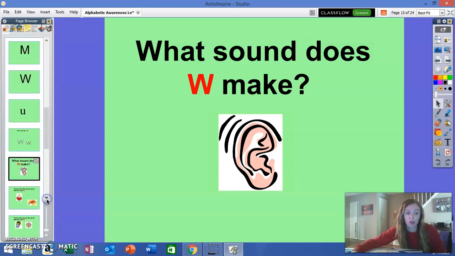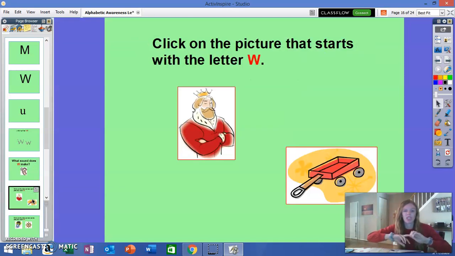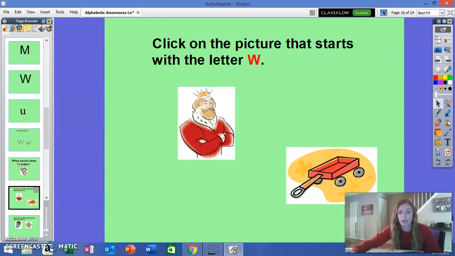So now we're going to do an activity where you are going to look at your screen and there are going to be two pictures. One is going to be a picture of something that starts with w, and the other doesn't start with w. So I want you to point to the one that starts with w. So we have a king and a wagon. Which one starts with w? Go ahead and point. Awesome job. Wagon starts with w, wagon.